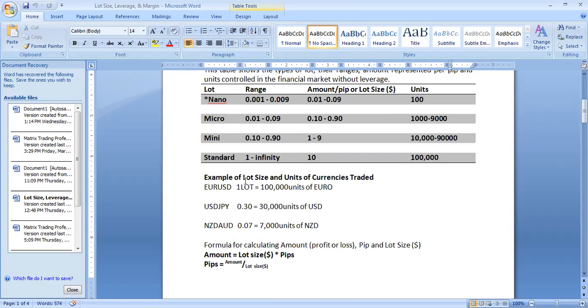So look at this example of lot size and units of currencies traded. Euro USD, for instance, euro is the base currency, USD is the quote. Now take note, whenever we are buying or selling, anything we are doing is with reference to the base currency. So if I click buy, I'm buying euro. If I click sell, I'm selling euro. And if I'm buying euro, it means I'm selling USD. If I'm selling euro, it means I'm buying USD.